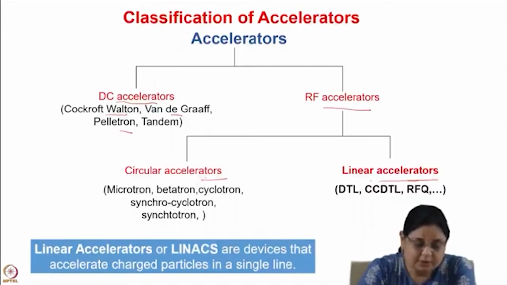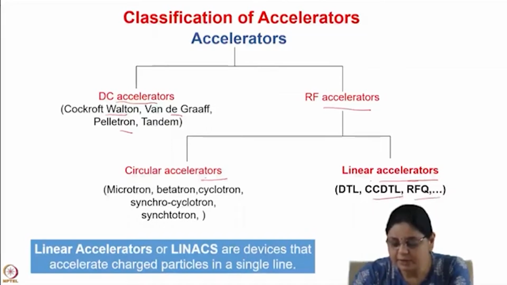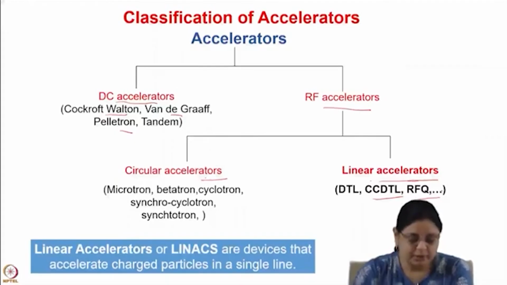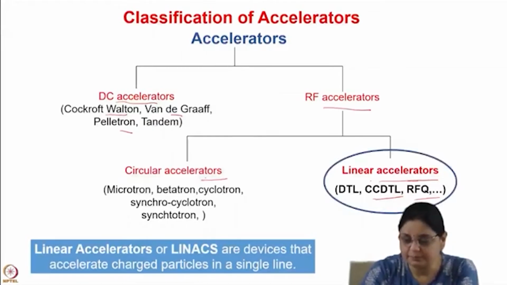Some examples of circular accelerators are microtron, betatron, cyclotron, synchrotron, etc. And some examples of linear accelerators which you will study during this course are the drift tube LINAC, the coupled cavity drift tube LINAC, the RFQ, etc. So, as I said, linear accelerators or LINACs are devices that accelerate charged particles in a single line.